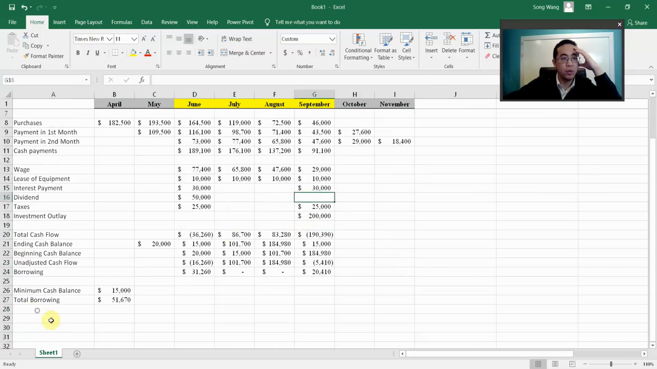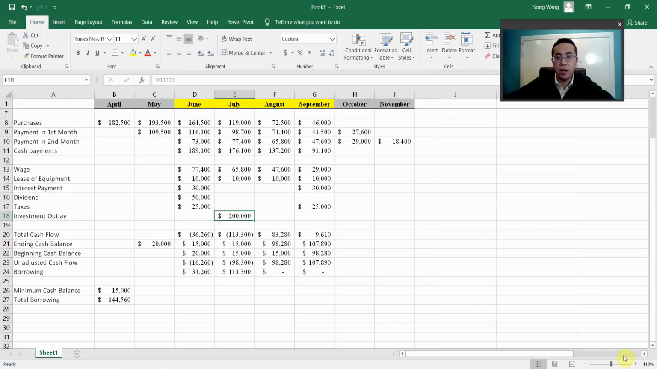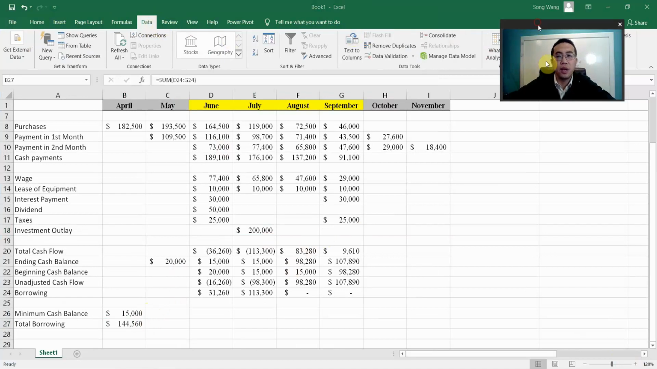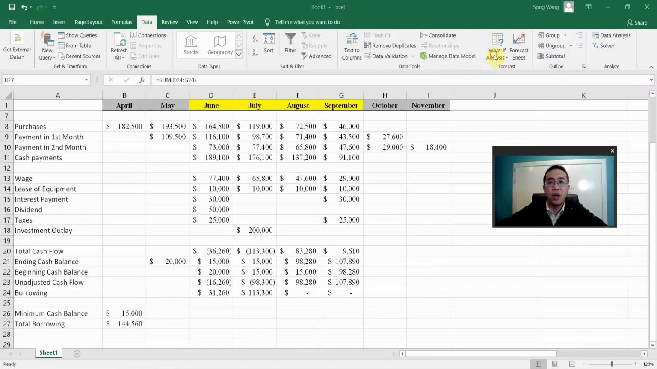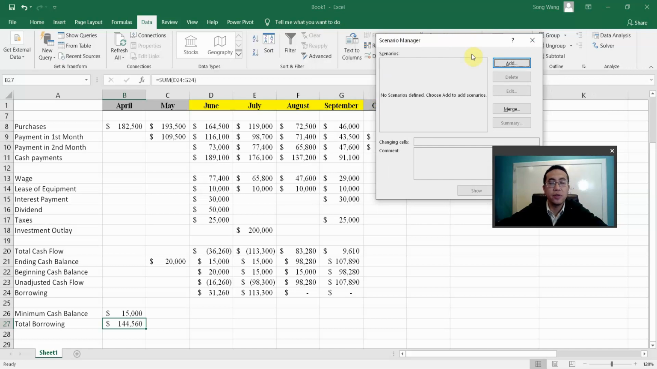So where should I do the capital outlay? It was set up in July. As you can see, the capital outlay was scheduled in July, but management is flexible about when this money is spent. So you can do it anywhere, and you want to know which month would be the best. To do a scenario analysis on this, you need to click on Data, then do a What-If Analysis, and then pick Scenario Manager. All right, you need to add 4 different scenarios.